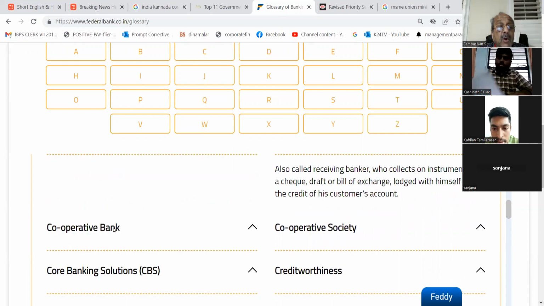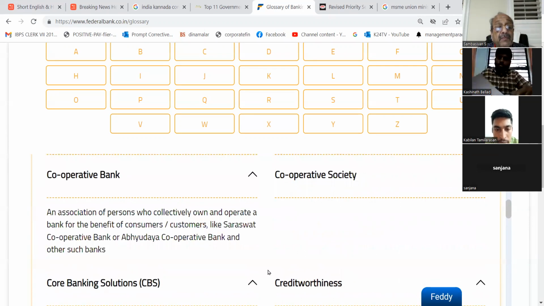Now, cooperative bank. An association of persons who collectively own and operate a bank for the benefit of customers, like Saraswat Cooperative Bank or Abhyudaya Cooperative Bank and other such banks.